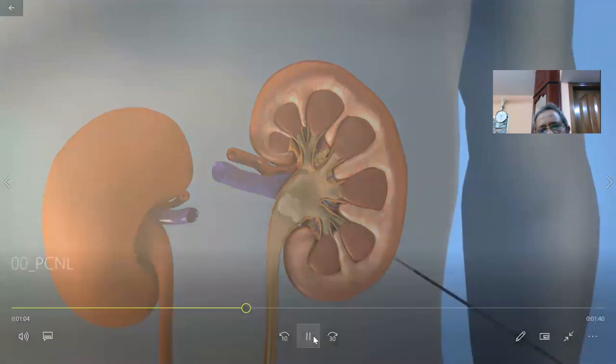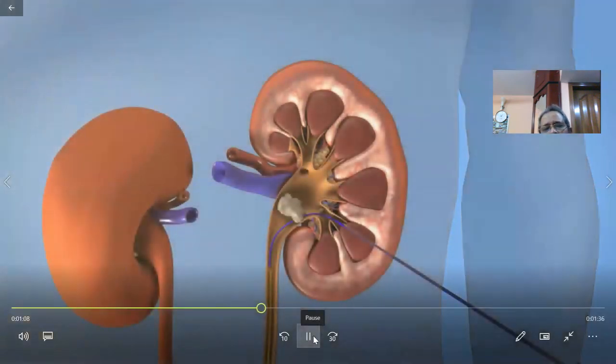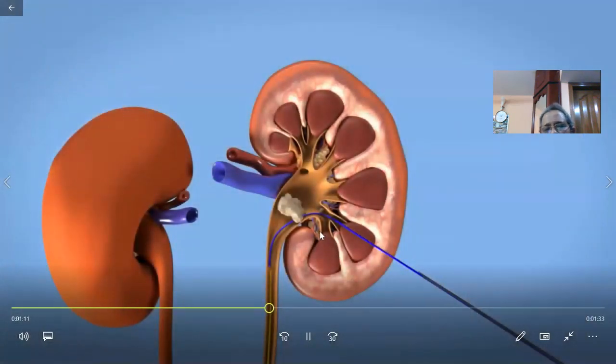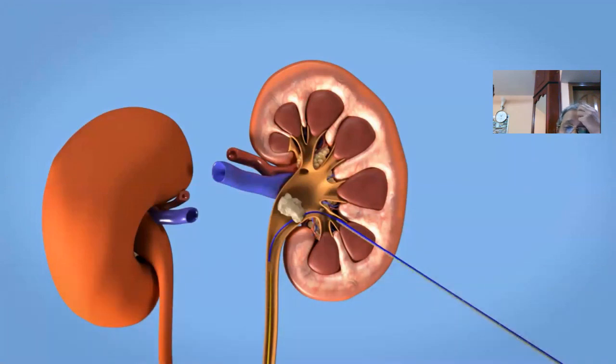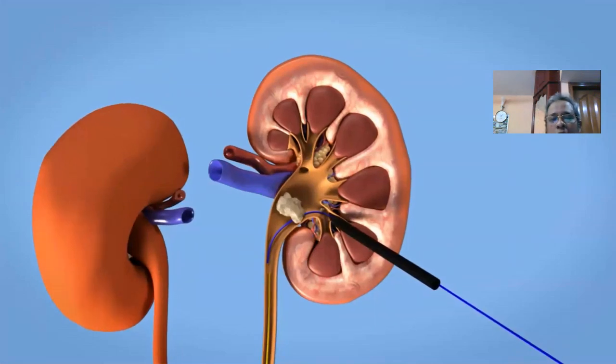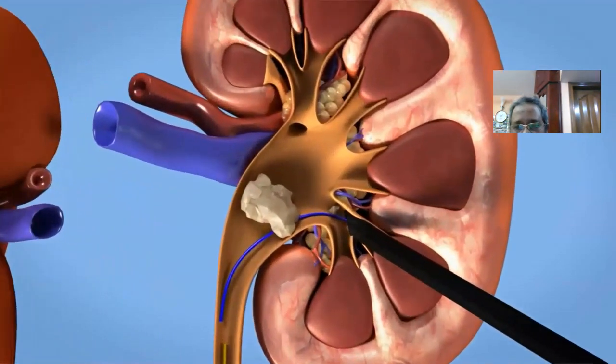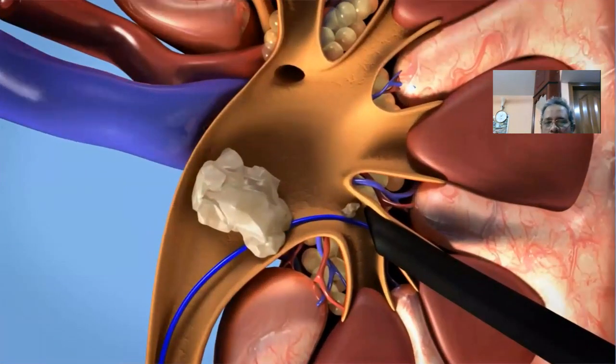Then you look using a thin needle. So this access route is carefully dilated. These are the dilatations. The guide wire allows the nephroscope to safely access the kidney.